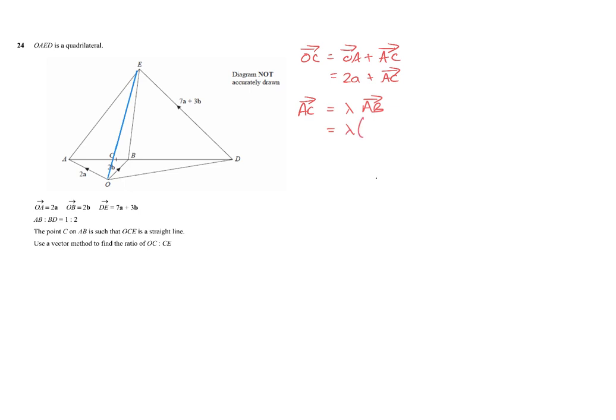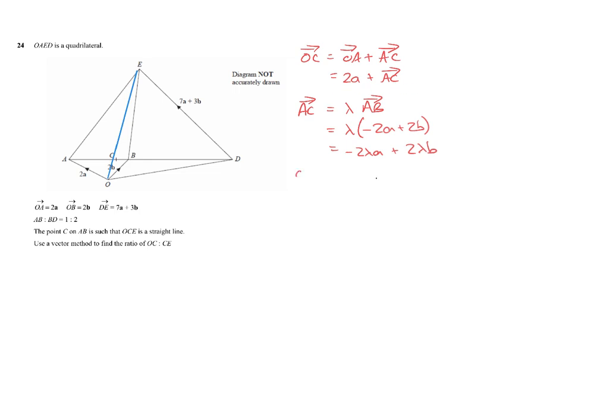Well, AB is going to be minus 2a plus 2b. I can take that straight from the diagram. So minus 2a plus 2b. And what I'm going to do is expand this out. So I'm separating my a term and my b term. So I have minus 2 lambda a plus 2 lambda b. That is my AC.